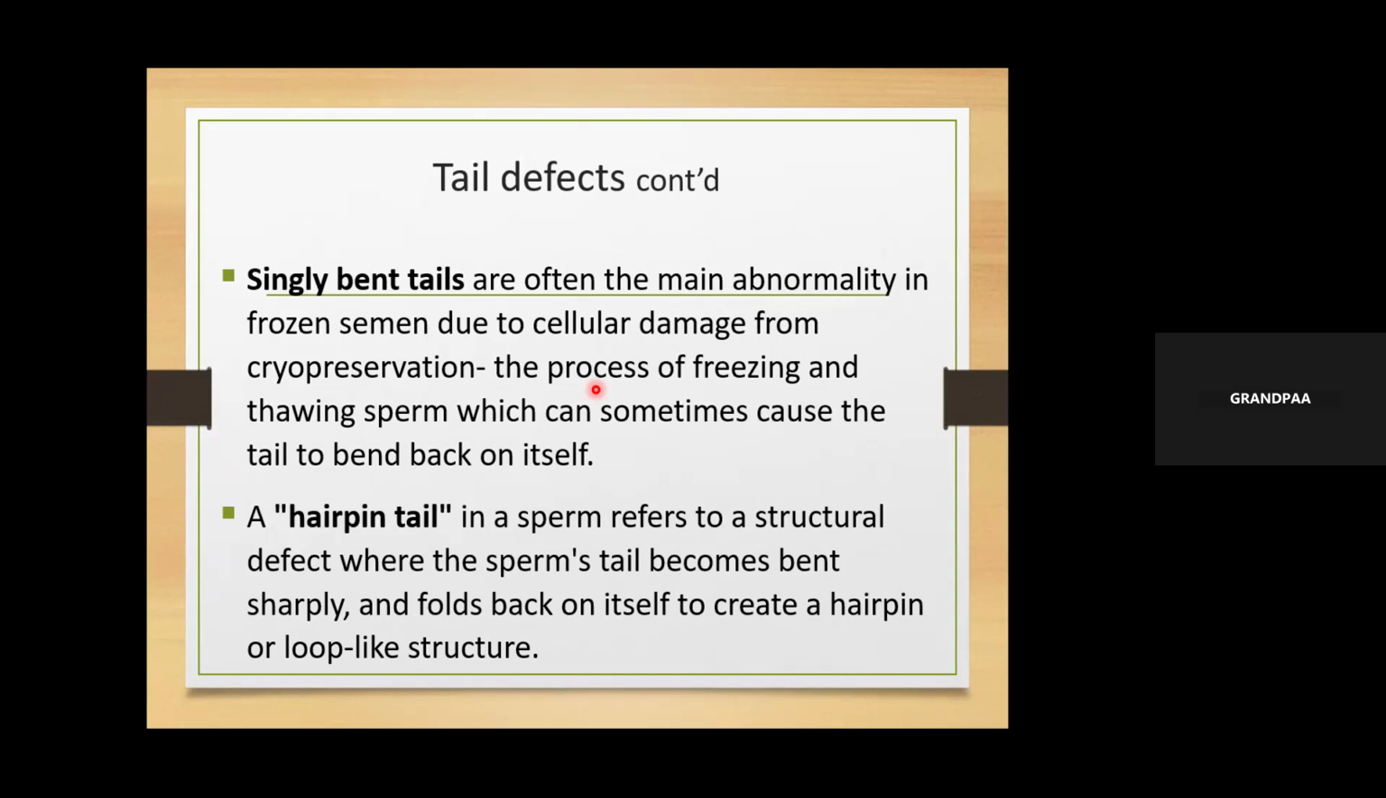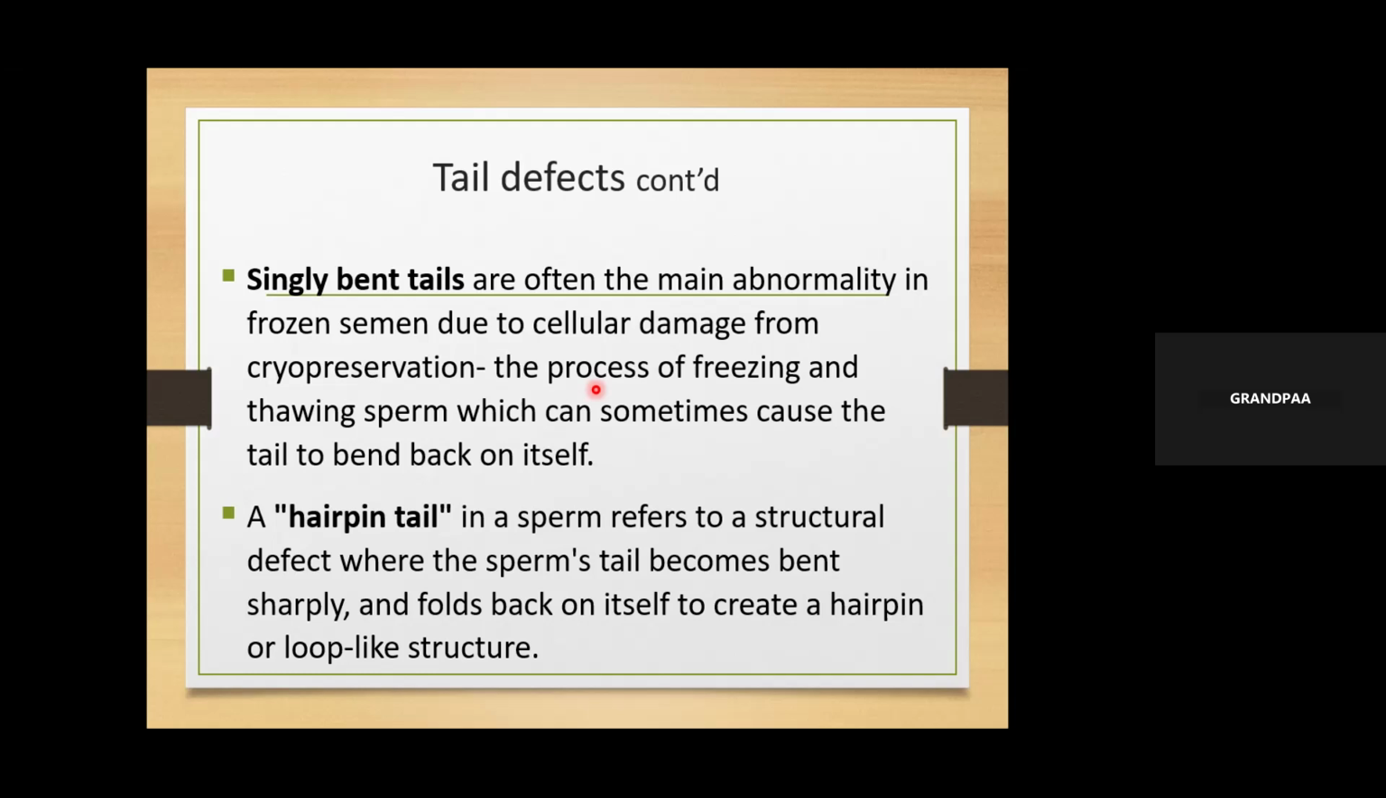Okay, right. Then we have the hairpin tail. Remember, we have the pinhead. That's completely different. Hairpin, you know that the ladies, when they are using a hairpin to fix their hair, use a kind of pin that turns like a loop. So this is the principle. A hairpin tail in a sperm refers to a structure where the sperm's tail becomes bent sharply and folds back on itself to create a hairpin.